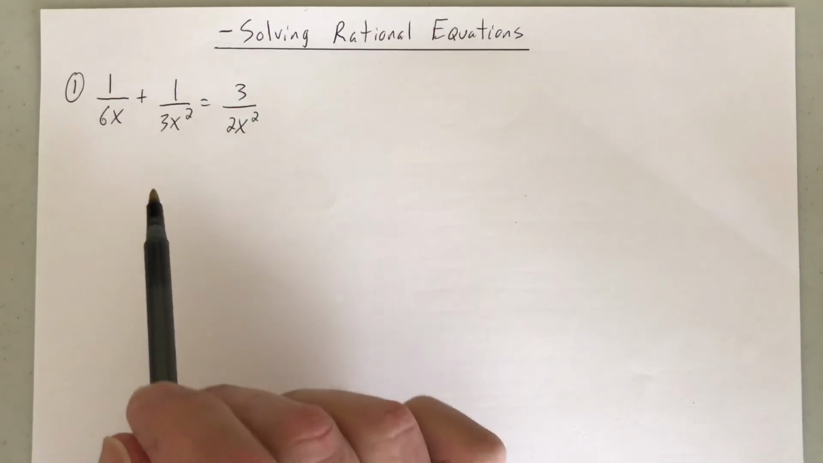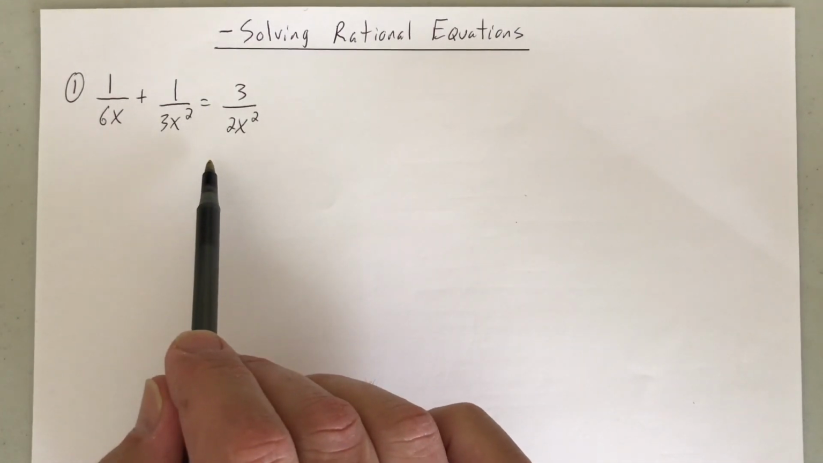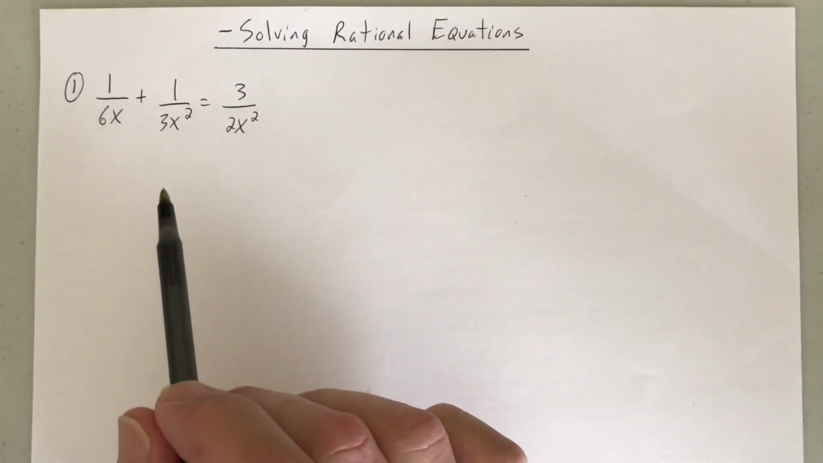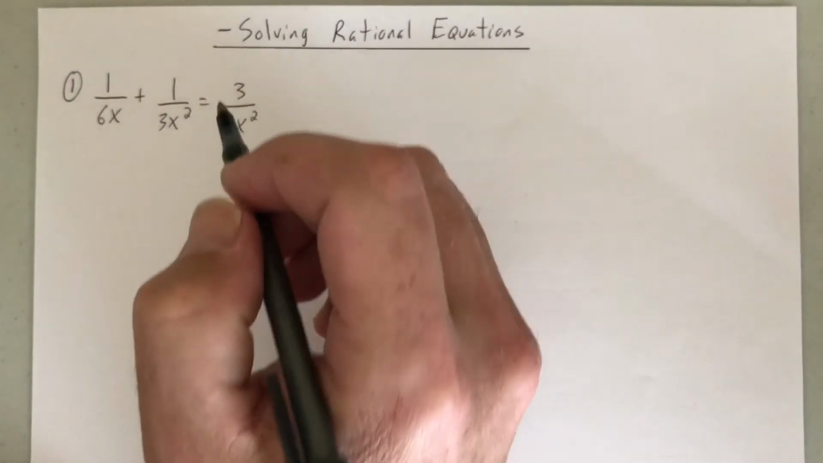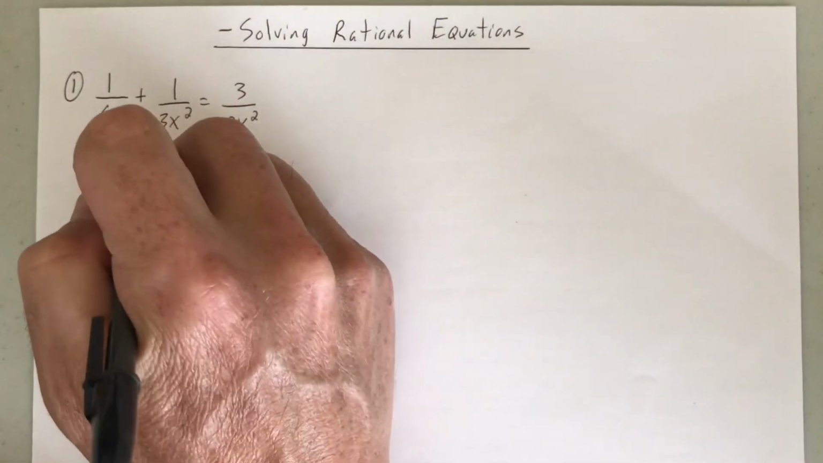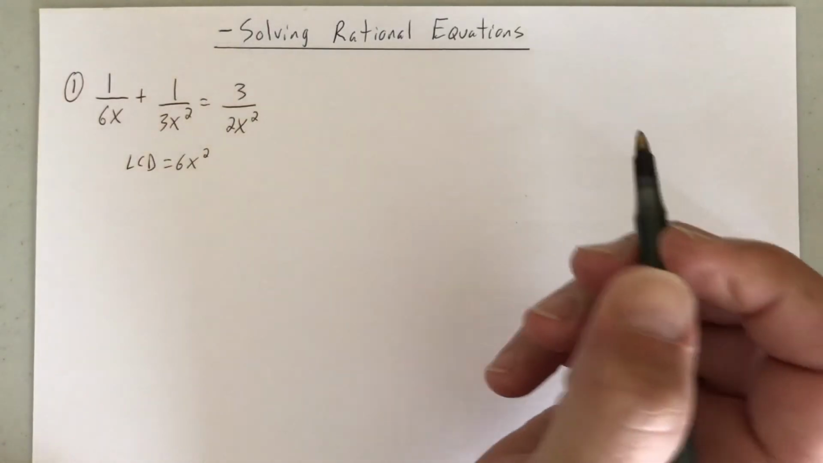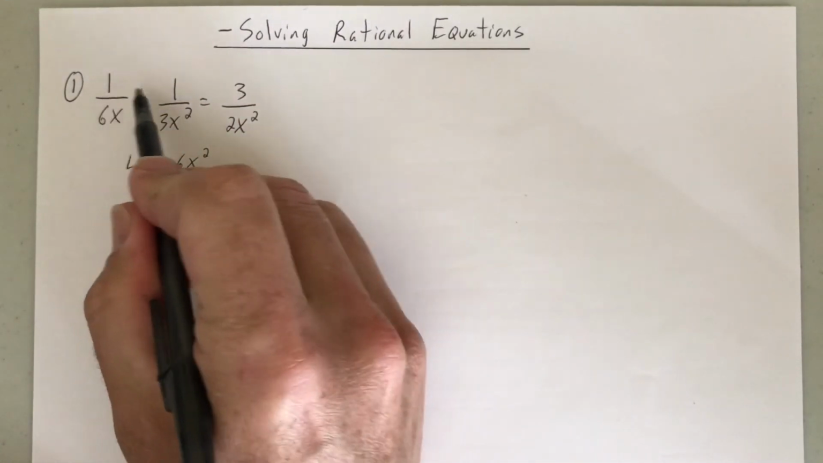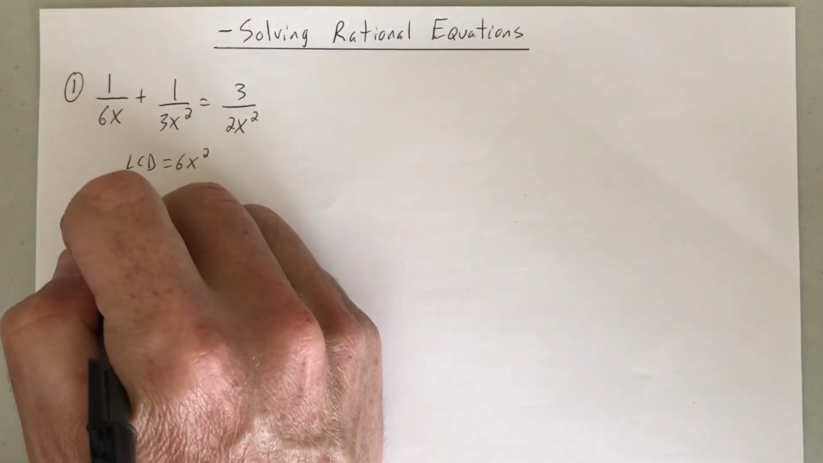So the first thing you would always look for is, can I factor any of my denominators? Because that's the first thing you want to do. We can't do that here, so we go right to finding the least common denominator. So in this problem, our least common denominator between these three is going to be 6x squared. So now what we need to do is correct our numerators to have this least common denominator of 6x squared.